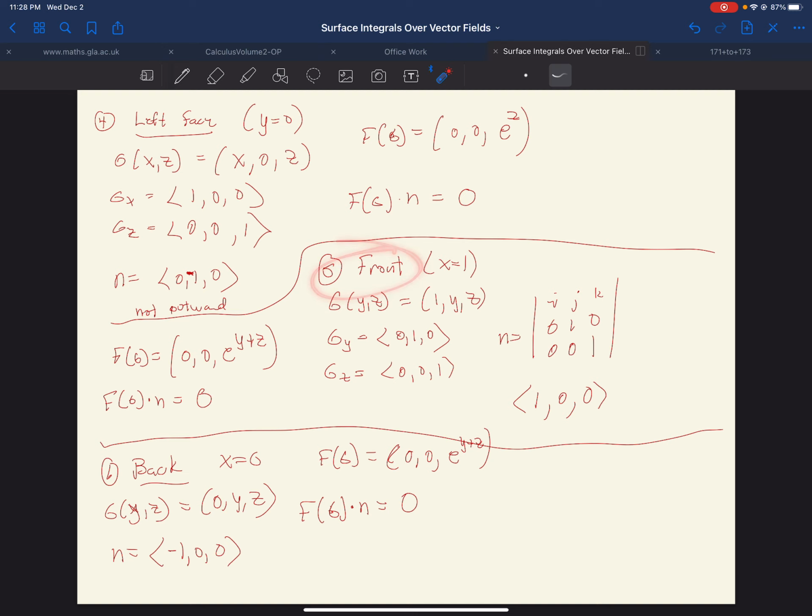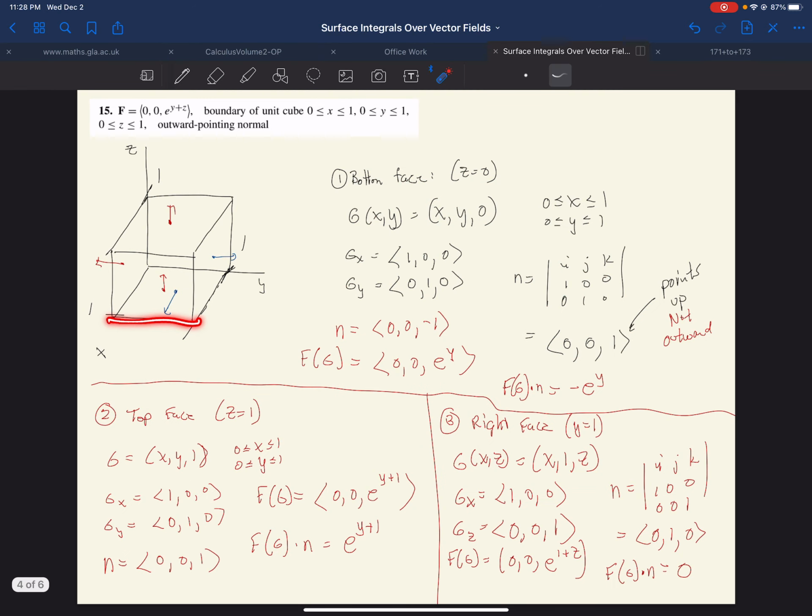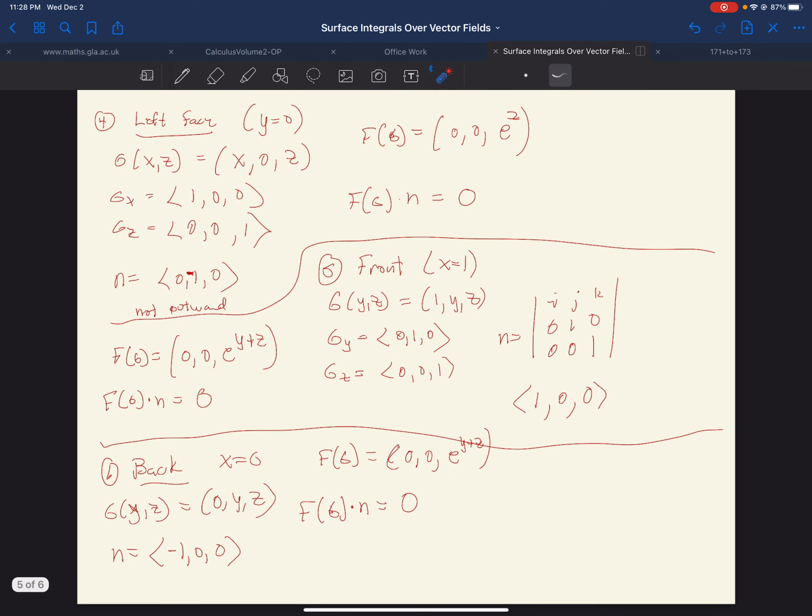Now the front face. The front face, x is 1 on there, so I've got 1, y, z. Y derivative, z derivative, compute it, feed it in, you add those two and put it as a power of z. 1 times 0 is 0, 0 times 0 is 0, 0 times e to the y plus z is 0. The front face doesn't add anything either.